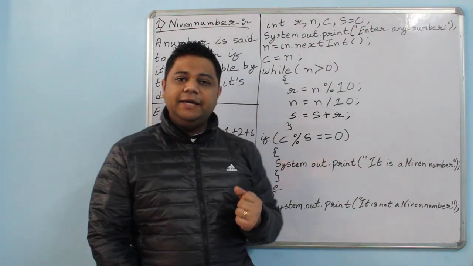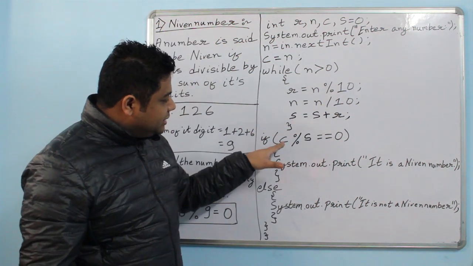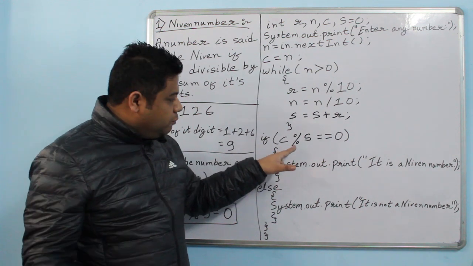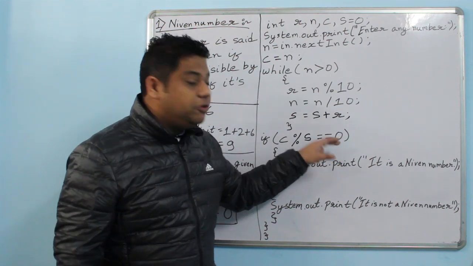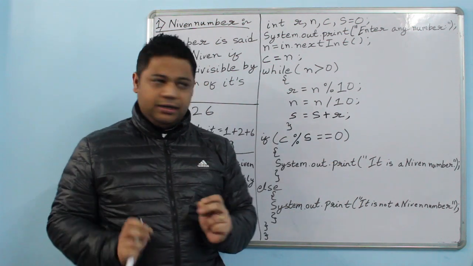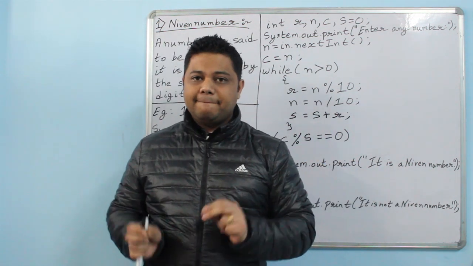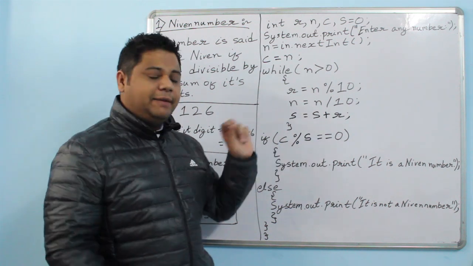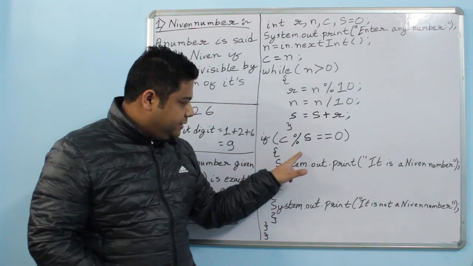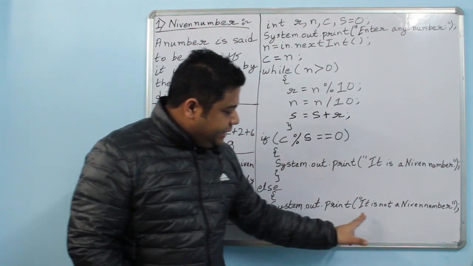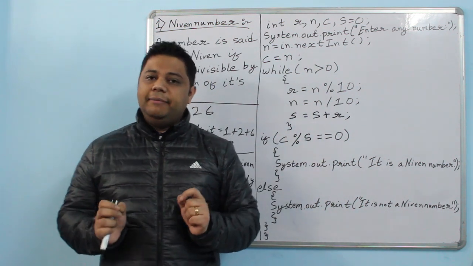For the last step we are using an if-else statement. In the if-else statement, we check c, which is the copy of the number, modulus s. If c modulus s is equal to 0, that means it is a Niven number, so if this condition is true, it will display it is a Niven number. Suppose the condition is false, that means the sum of digits is not exactly dividing the number. Then it will go to the else part and display it is not a Niven number. So this way we do the program Niven number.